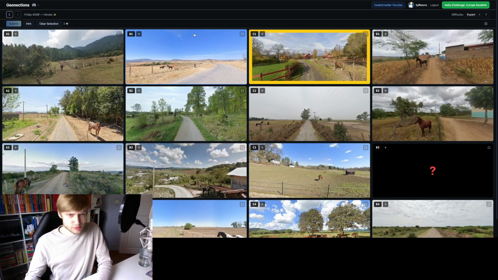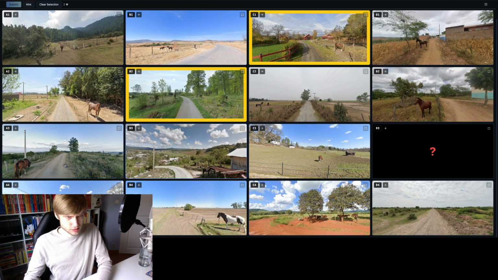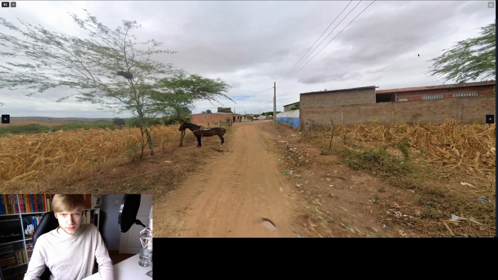Let's try and piece this one together, shall we? All of the Europes are together. That one. This one. Was that a fourth one? Is this Europe? Not that one. This one's Europe, surely. Brazil, that one. This one.